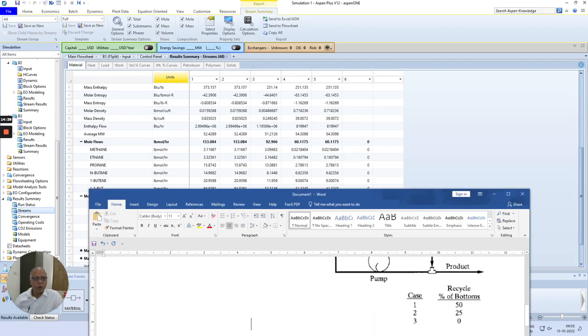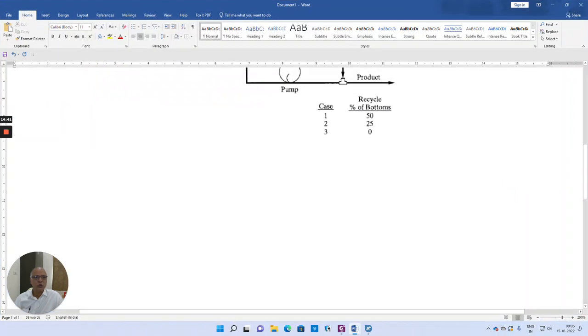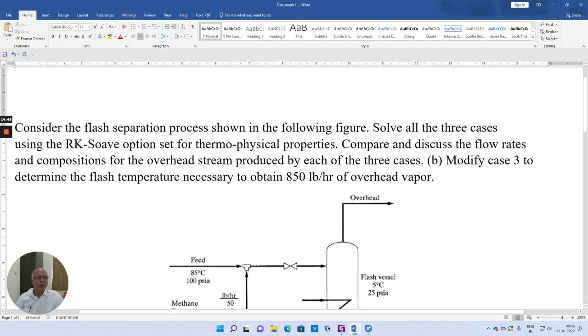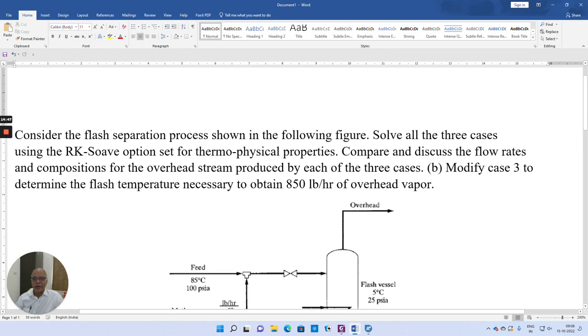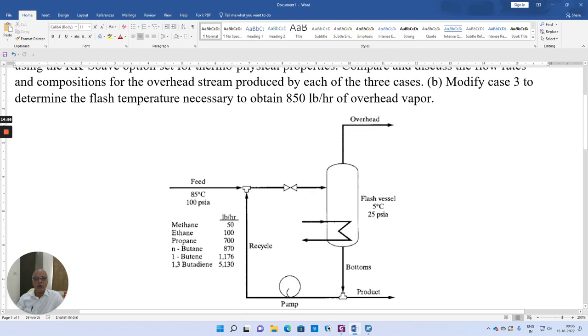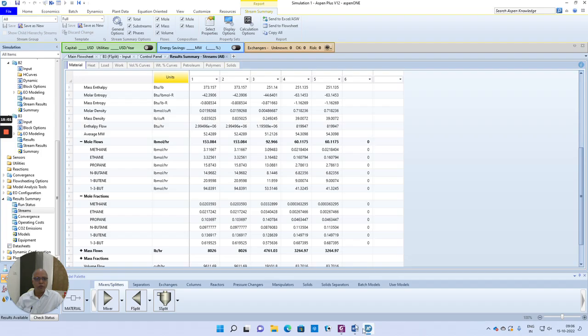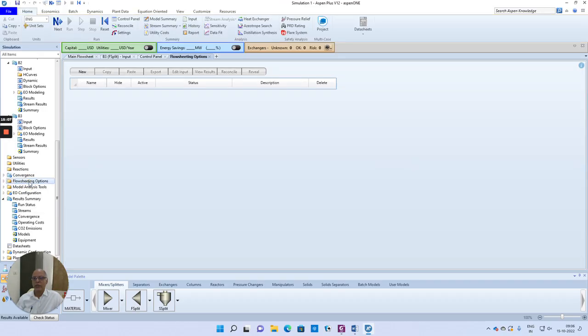Because as far as this problem statement is concerned, we are supposed to solve modified case 3 in case of no recycle: determine the flash temperature necessary to obtain 850 lb per hour of overhead vapor. So let us try to solve this problem before venturing into the recycle calculations. Now, in order to solve this problem, naturally, we would like to use a design spec: flowsheeting options, new, design spec 1.